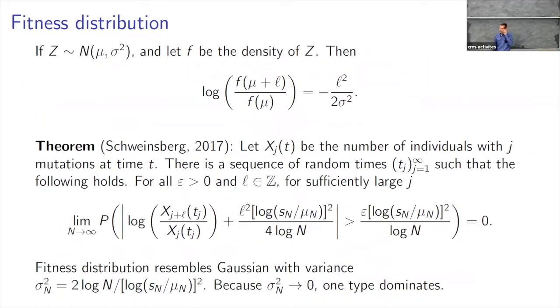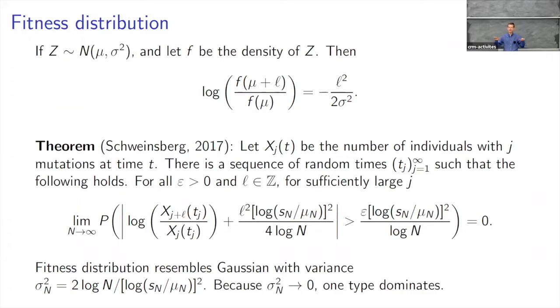Now, we can also say something about the fitness distribution of the population at a typical time. Recall that if f is the density of a random variable that has a normal distribution with a mean of mu and a variance of sigma squared, then the logarithm of f of mu plus L over f of mu is minus L squared over 2 sigma squared.